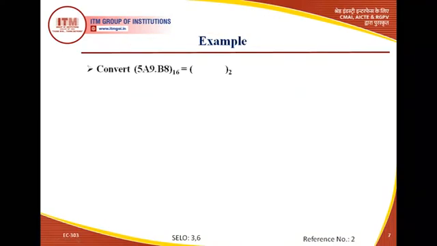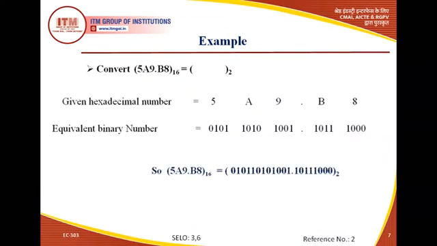Now we take an example. The number given is 5A9.B8 in hexadecimal and we want to convert it into a binary number. So each digit is represented by its equivalent 4 bit binary number from the table. So 5 is 0101, A is 1010, 9 is 1001, B is 1011, 8 is 1000. So simply you can take these values from the table, or for remembering the table you can note down eight 0s, eight 1s, four 0s, four 1s, two 0s, two 1s and alternately 0 1.